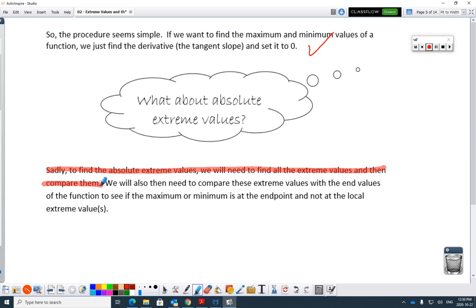I'll do an example today to see what you mean. You'll see what I mean by this. You got to find all the extreme values, and then you got to compare to see who's the absolute extreme. You got to like have a playoff sort of. You're like, okay, you guys are all the guys in the playoffs. Now let's find out who wins. And it's a bit of a pain. Yeah, I'll show you. We will then need to compare these extreme values with the end values to see if the max or min is at the end point.